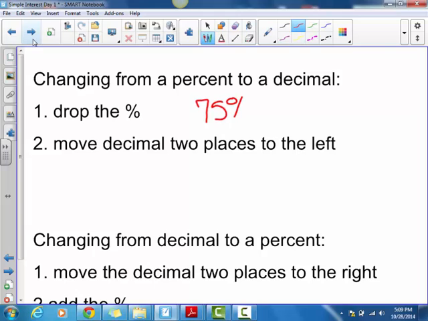75%. I would drop the percent sign and then move the decimal 2 places to the left. So 75% is equivalent to 0.75.